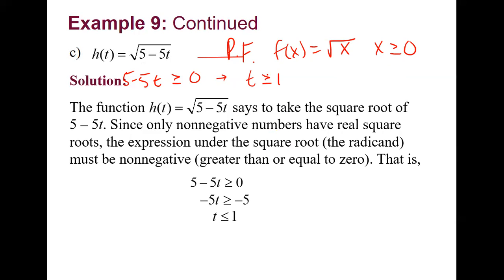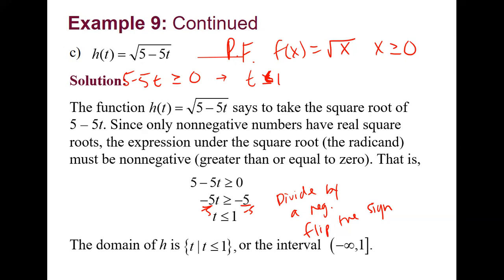Oh, I wrote it backwards. I divided by a negative. I'm slacking, I know. Remember, divide by a negative, flip the switch. I did divide by negative 5. It only switches when you divide or multiply by a negative. t has to be less than or equal to 1. So that would be my domain restriction for this problem.